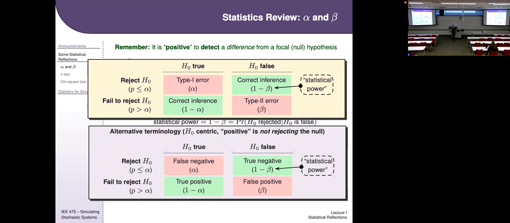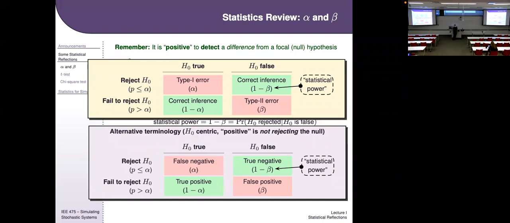So a lot of times stakeholders focus on the null, and because we talk about the null, you would think a negative would be rejecting the null and a positive would be accepting the null. But that's not it. A positive result is detecting a deviation from the null. And so that's the conventional terminology. But a lot of people will end up taking on this terminology.